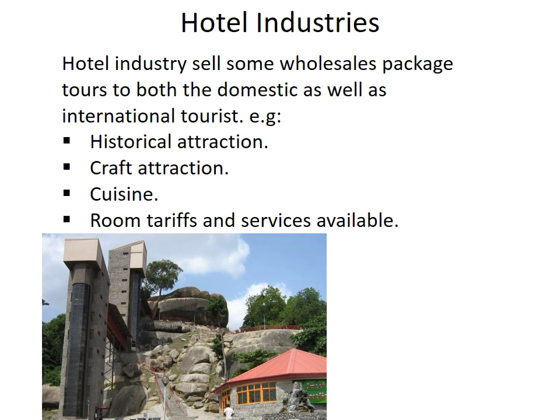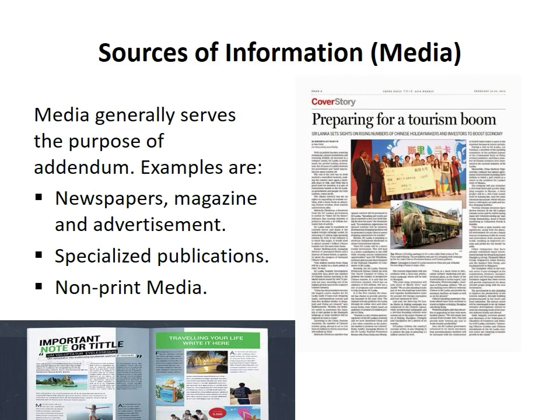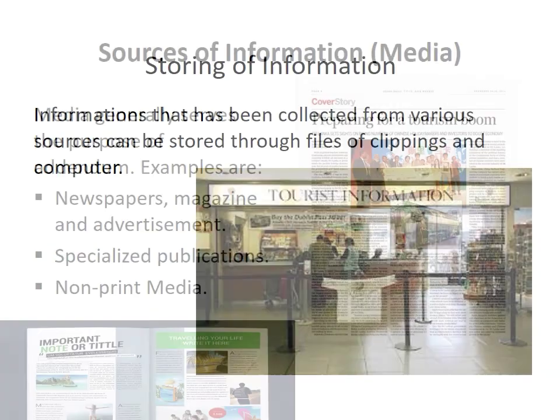In any 5-star hotel, it is only at that place that you can get all these ones for the tourists to have the knowledge of the environment where they are. The sources of information. Information could be gotten through newspaper, magazines, and advertisements. It can also be transferred to the populace through specialized publications and non-printing medias.